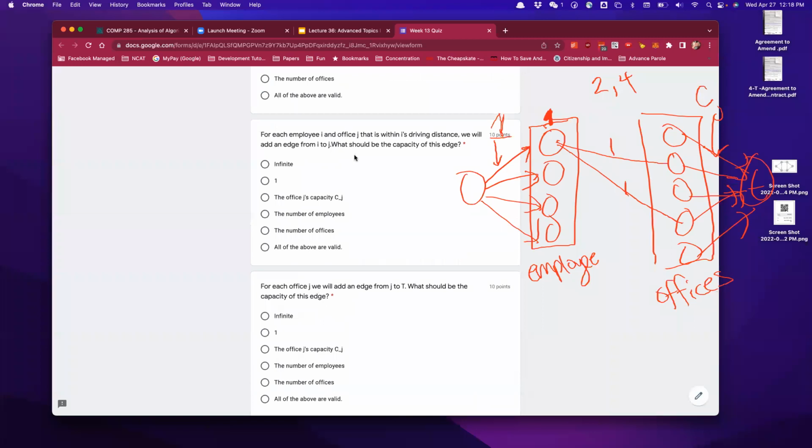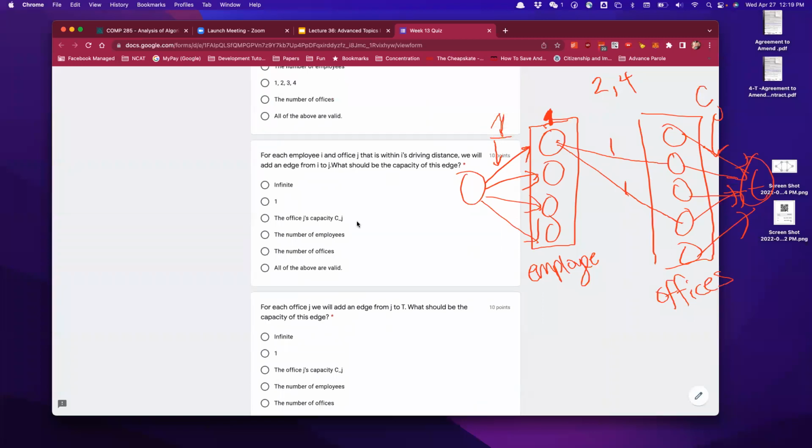The next question actually asks about the capacities for these edges in between. Leander suggested setting them to 1. That works.